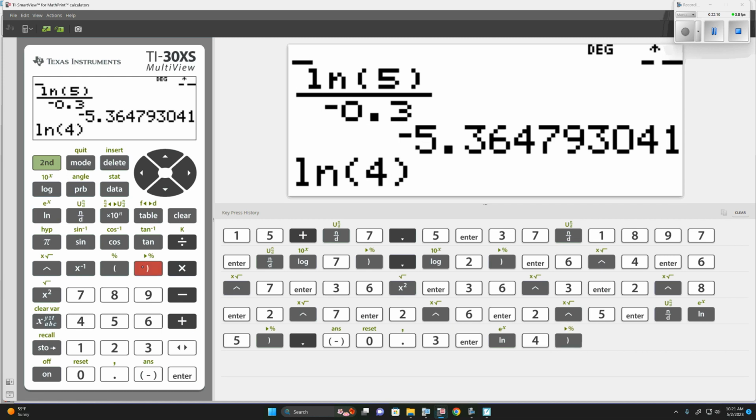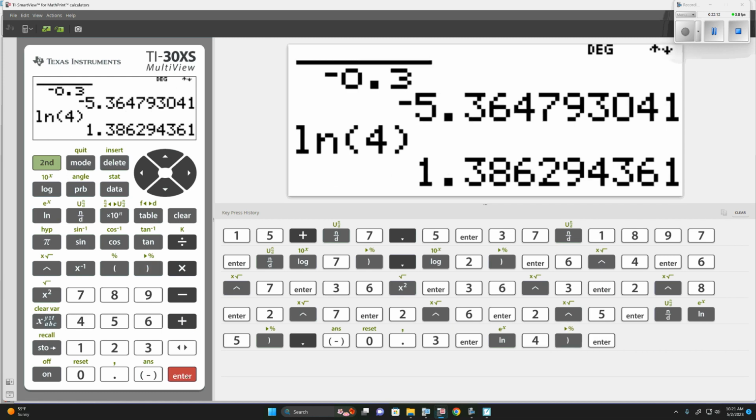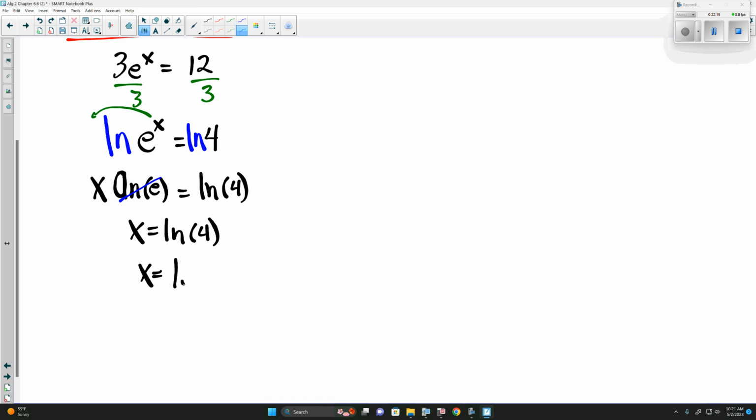ln of 4 is 1.386. And that is it. Questions on any of these here?